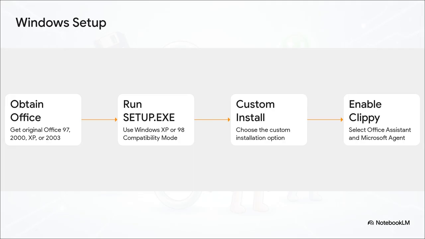Now, Step 2 is the real secret sauce here. You cannot just run the installer normally. You've got to right-click setup.exe and run it in Windows XP or 98 compatibility mode. Then, for Step 3, choose a custom install.